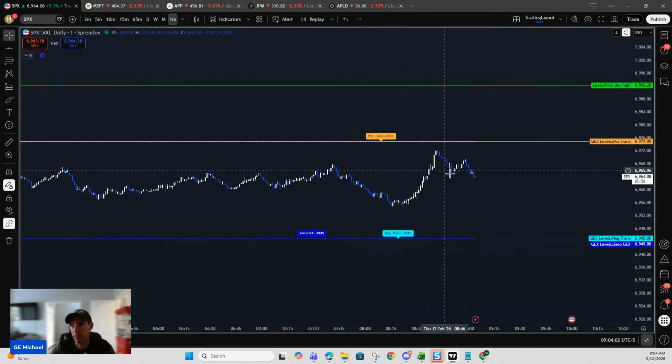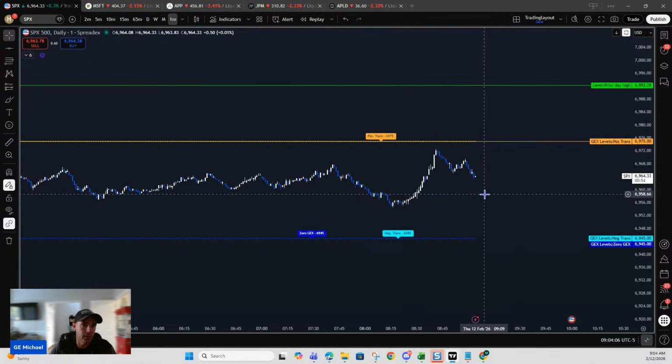My anticipation would be we pull back into the 0 DTE transition area, most likely stabilize, stay above it. If we lose that transition area, then I'd be looking for a move back down towards the downside, 69.50, and then to the 69.45 level.